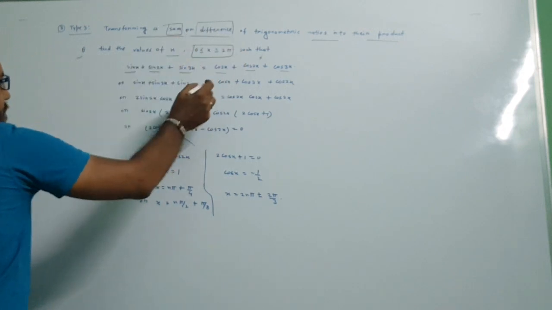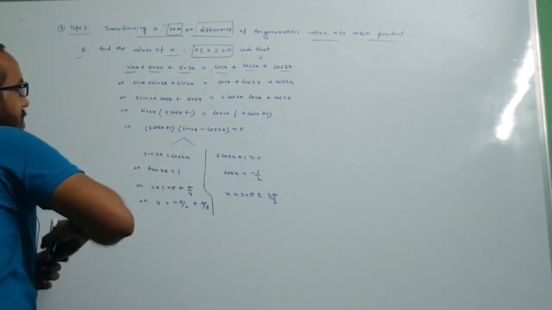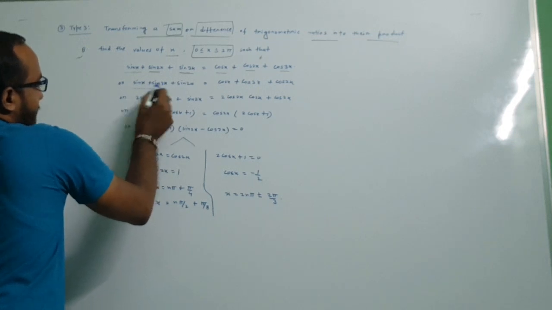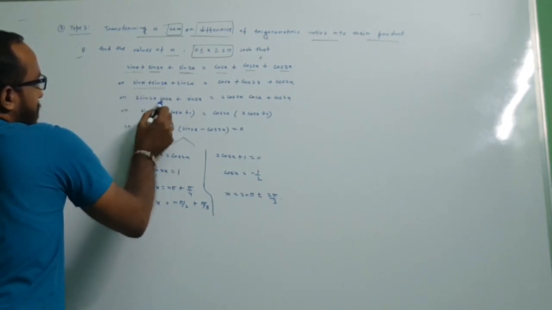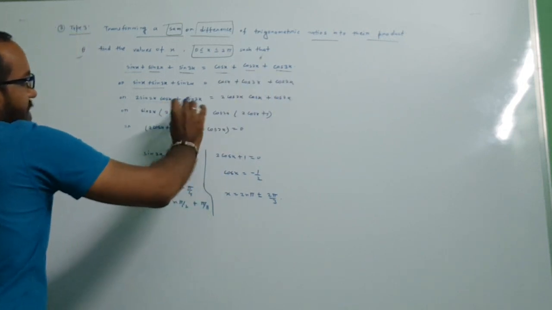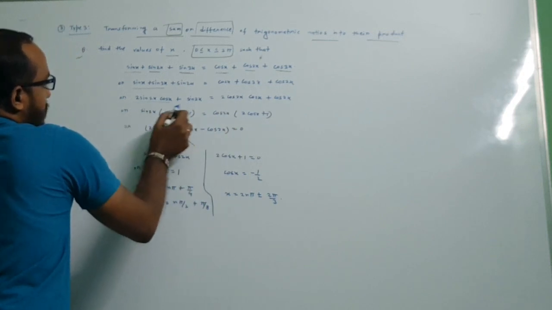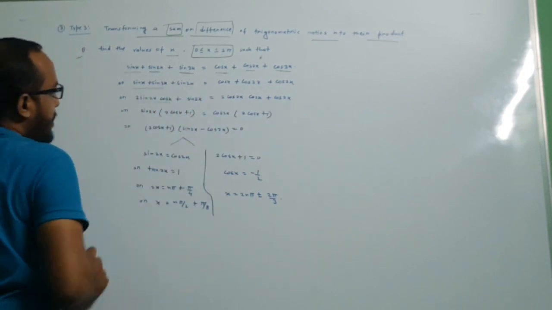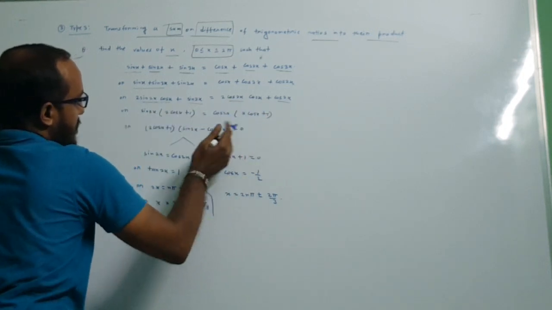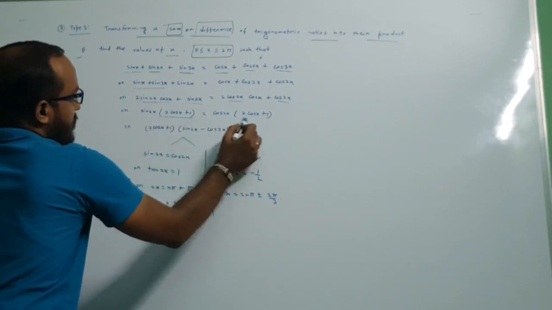They can give it in difference form also. So group the proper terms: sin x and sin 3x, and apply sin C plus sin D, which is 2 sin (C plus D) by 2 cos (C minus D) by 2. Similarly group cos x and cos 3x, giving 2 cos (C plus D) by 2 cos (C minus D) by 2. After proper grouping, apply the formulas, take sin 2x and cos 2x common, keep the terms on one side, and take 2 cos x plus 1 common.